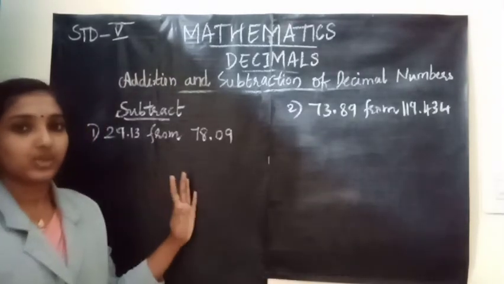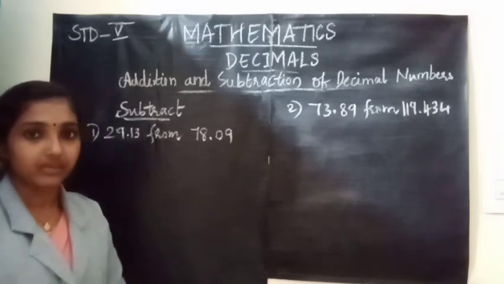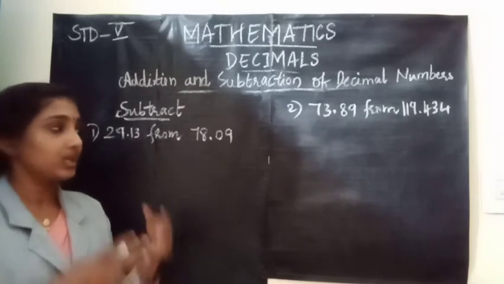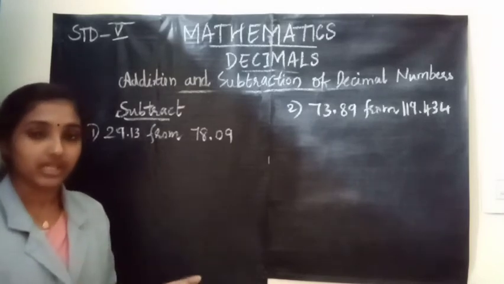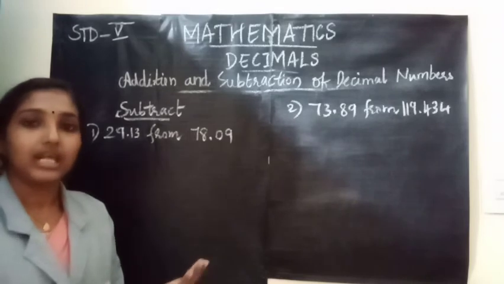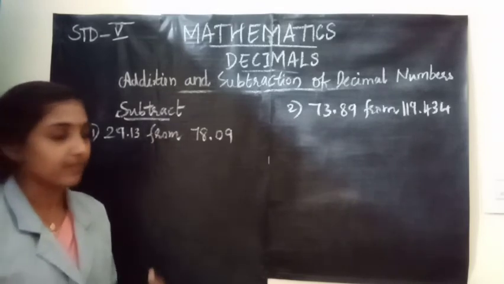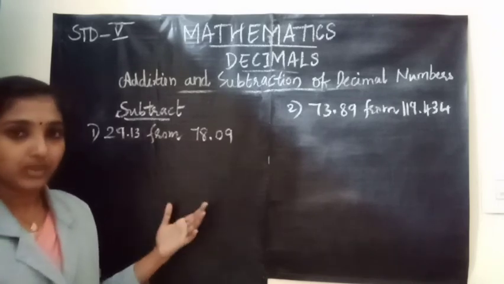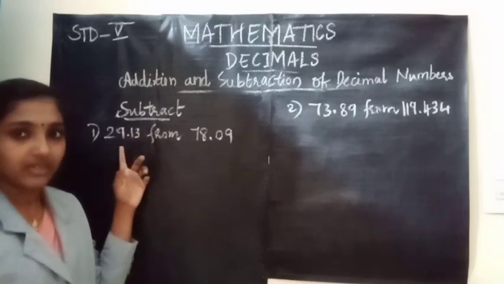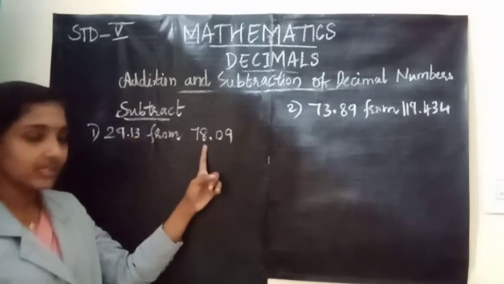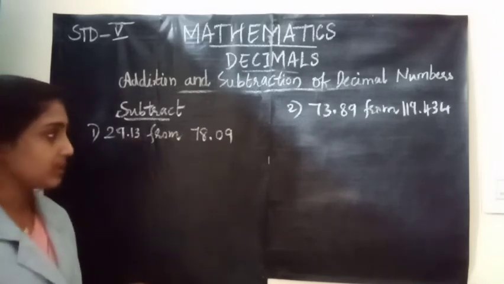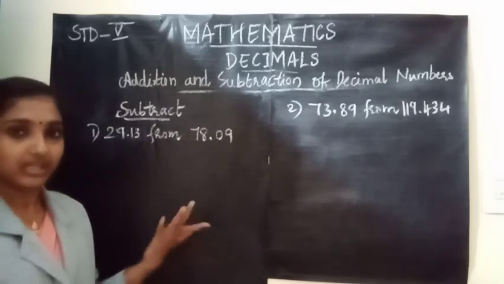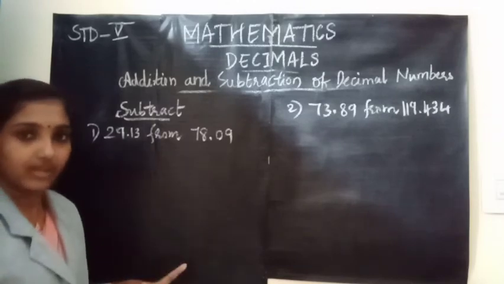Okay, moving to the subtraction of decimal numbers. We are given two decimal numbers and asked to subtract them. So the same procedure we did for addition, we have to do here. When two numbers are given, first we have to check whether they are like or unlike decimals. So here it is 29.13 and 78.09. Look, they are like decimals, right? Both numbers have two decimal places. So we can do our subtraction directly. No need of making any change in the numbers.